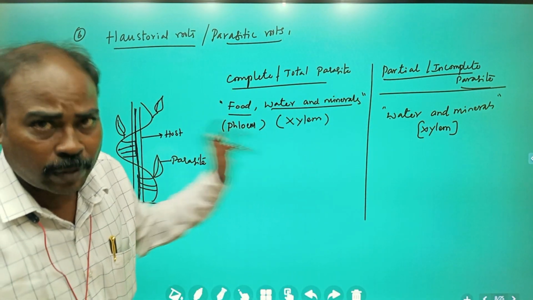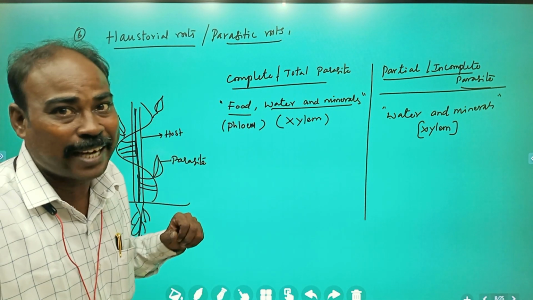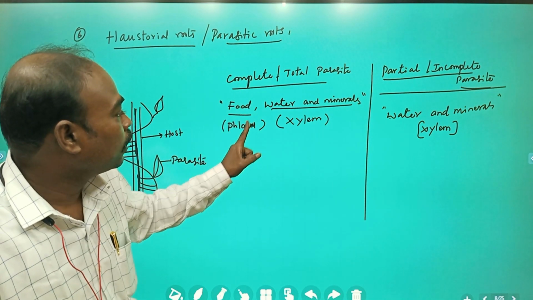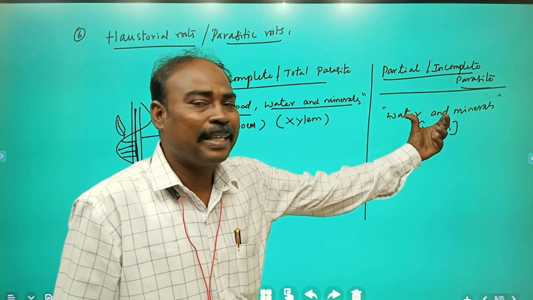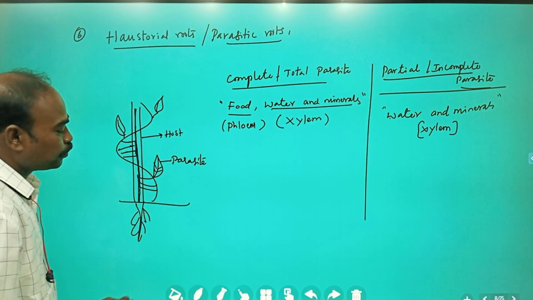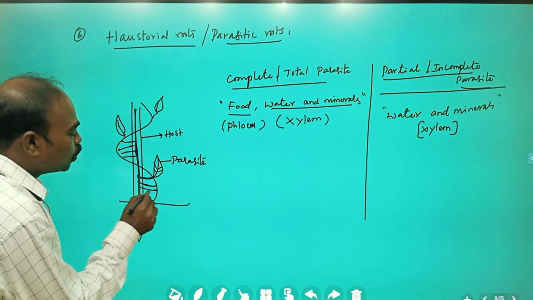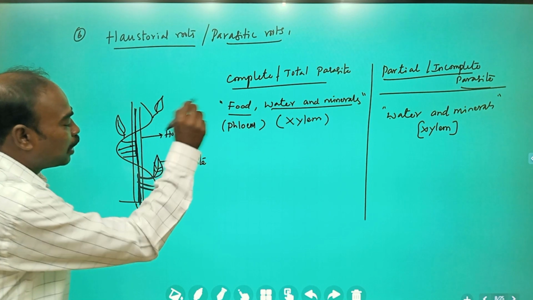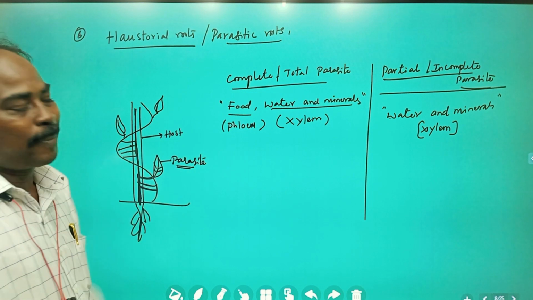From the host plant, the plant which provides food, water and minerals for the parasitic plant, the host provides food through phloem, and water and minerals are absorbed from xylem. Partial parasites prepare food by their own because they have leaves. They penetrate the haustorial roots up to xylem only and derive water and minerals from the host, and they can prepare food by their green parts. Such plants are said to be partial parasites.